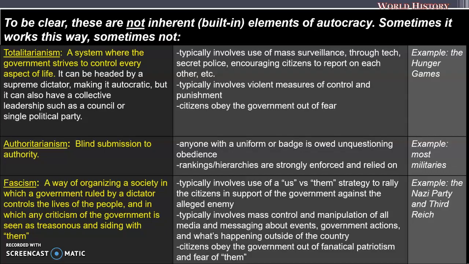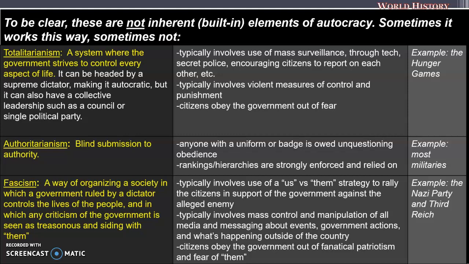Okay, to be clear, let's make sure we understand the difference between things that are inherent or built-in elements of autocracy, and sometimes it works this way, sometimes it doesn't. So, totalitarianism. This is not inherently an autocratic system, but it's a system where the government strives to control every aspect of life. It can be headed by a supreme dictator, making it autocratic, but it can also have a collective leadership, such as a council or single political party.